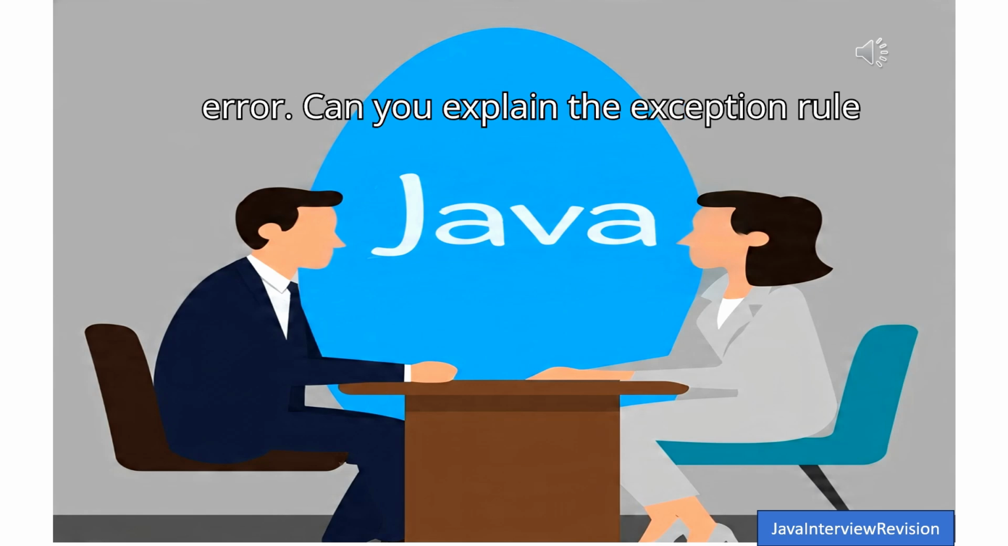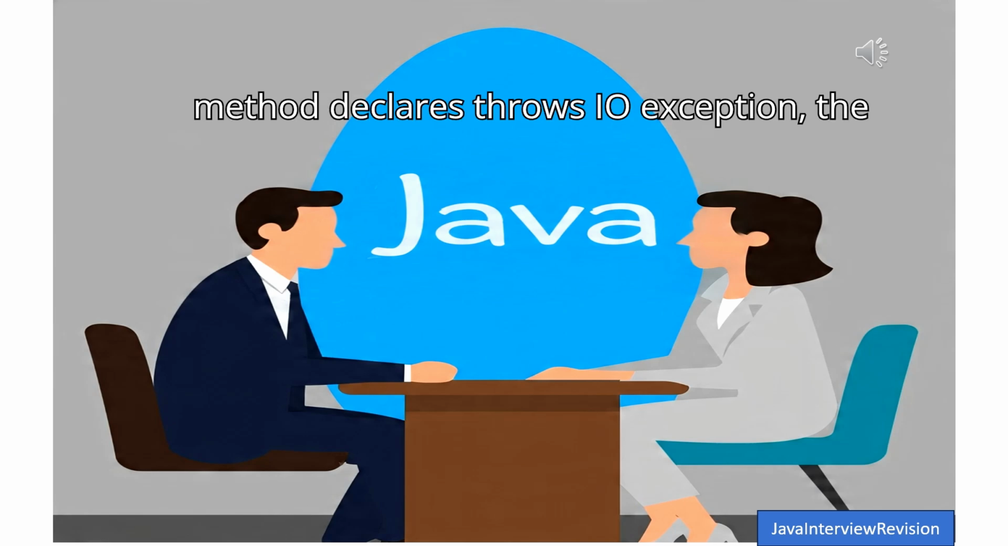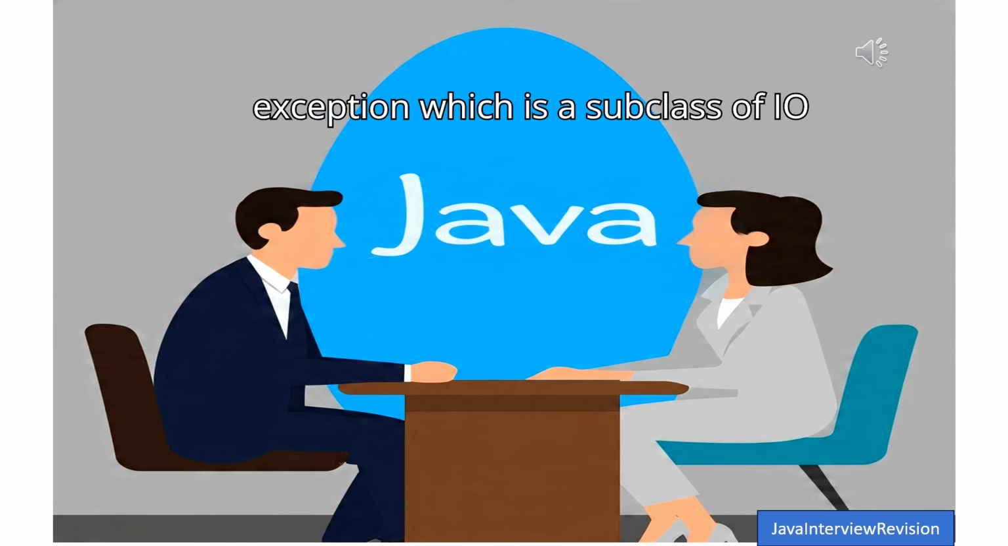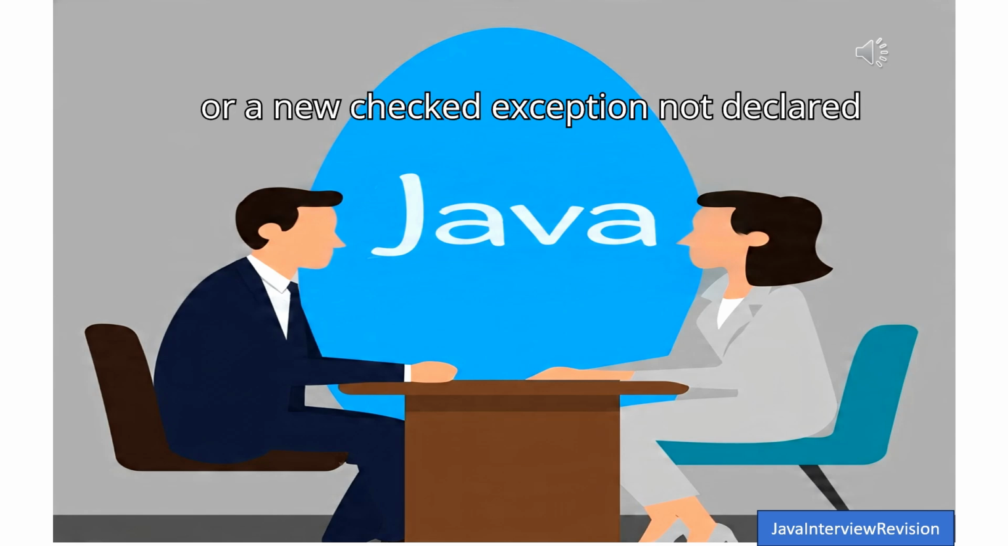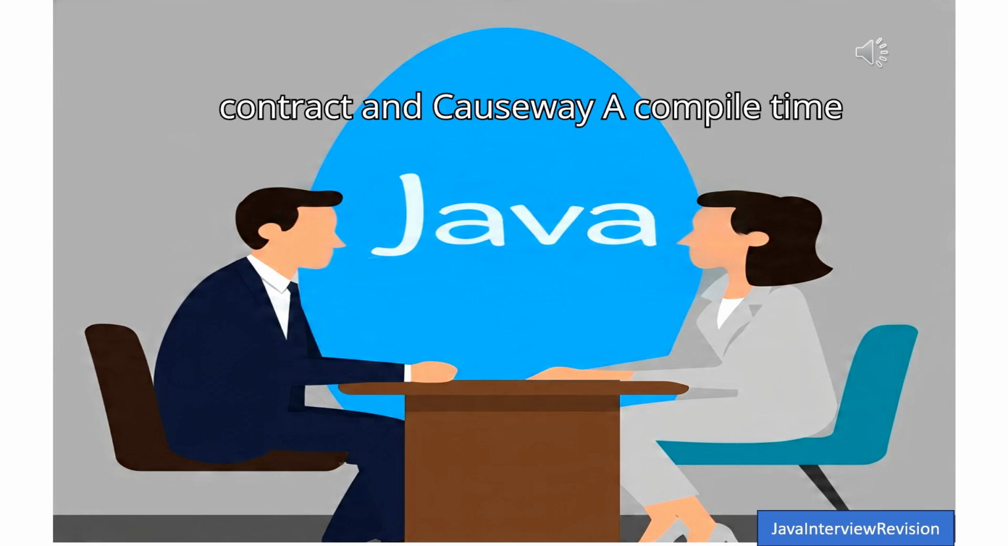Can you explain the exception rule with an example? Sure. Suppose the parent method declares throws IOException. The child method can throw FileNotFoundException, which is a subclass of IOException. But it cannot throw Exception or a new checked exception not declared in the parent. That would break the contract and cause a compile time error.